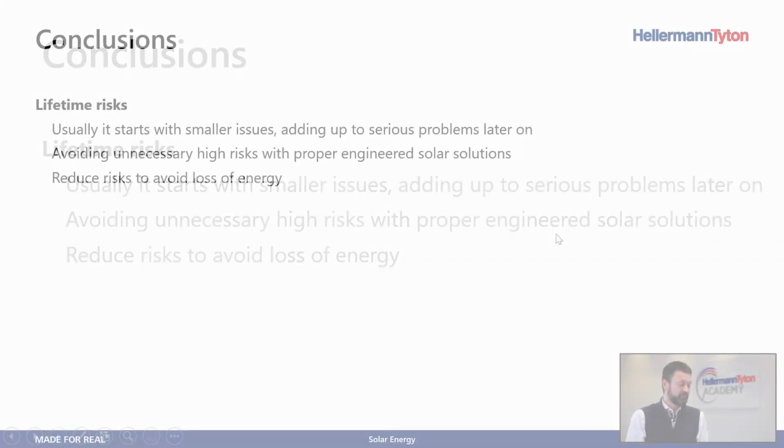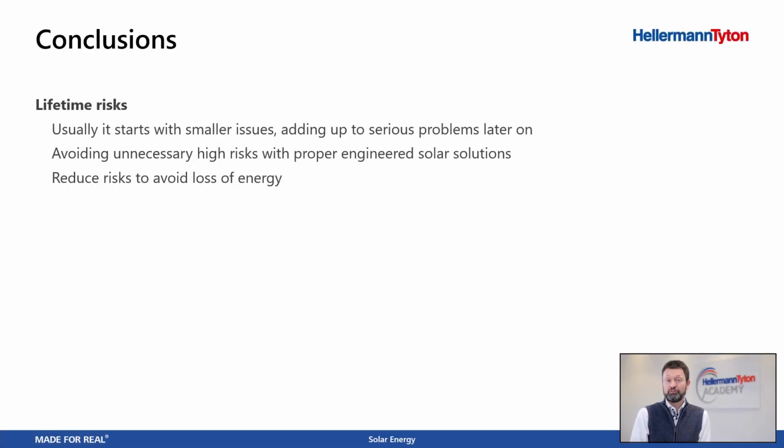So concluding, what are the takeaways of these 2 sections I have mentioned here in this webinar? The first one is lifetime risk. Usually it starts with small issues. You don't see the outcome first when the plant is still supplying energy. But if you don't take care, a lot of energy can be lost because of not taking the correct measures and replacing the parts. Make sure also to deploy the proper parts that last for a very long time.